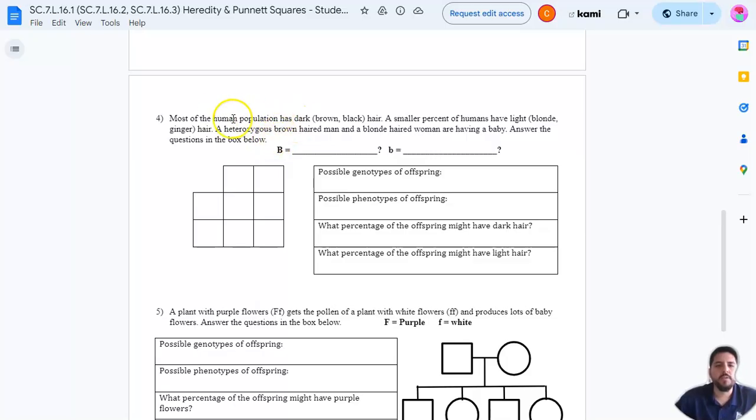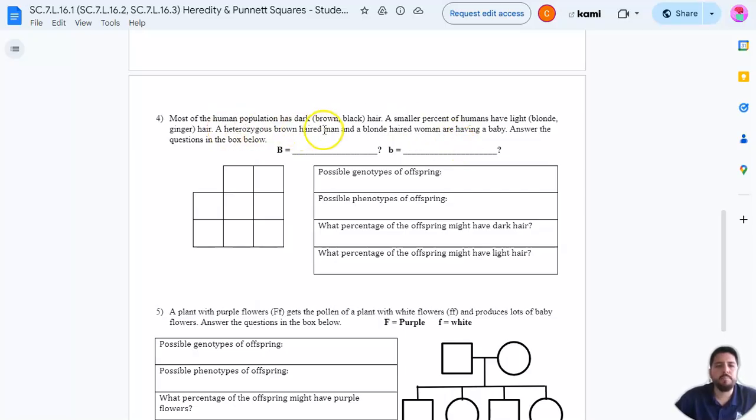So, if most of the population has dark hair, we can assume that that is a dominant trait. So, capital B would be dark hair. Lowercase b would be light hair because less people have it.